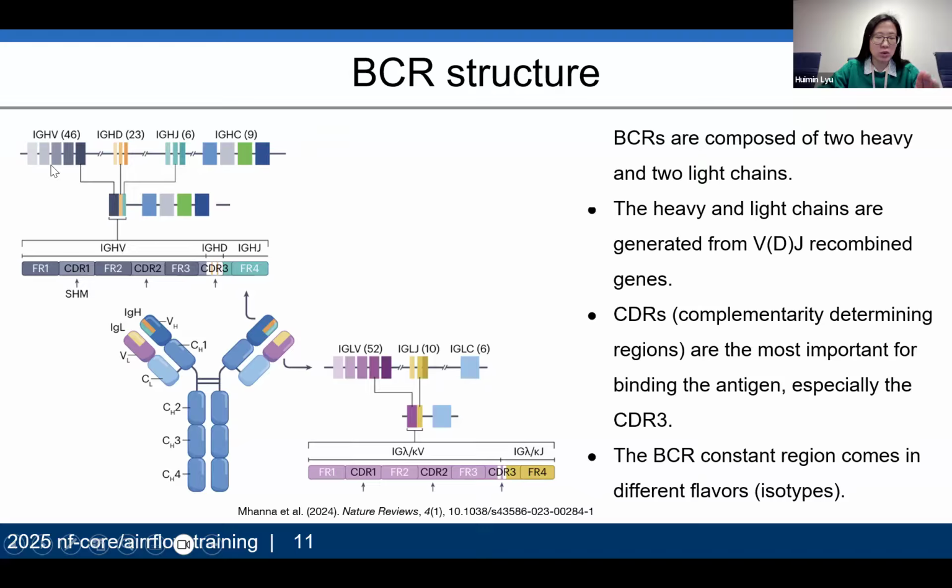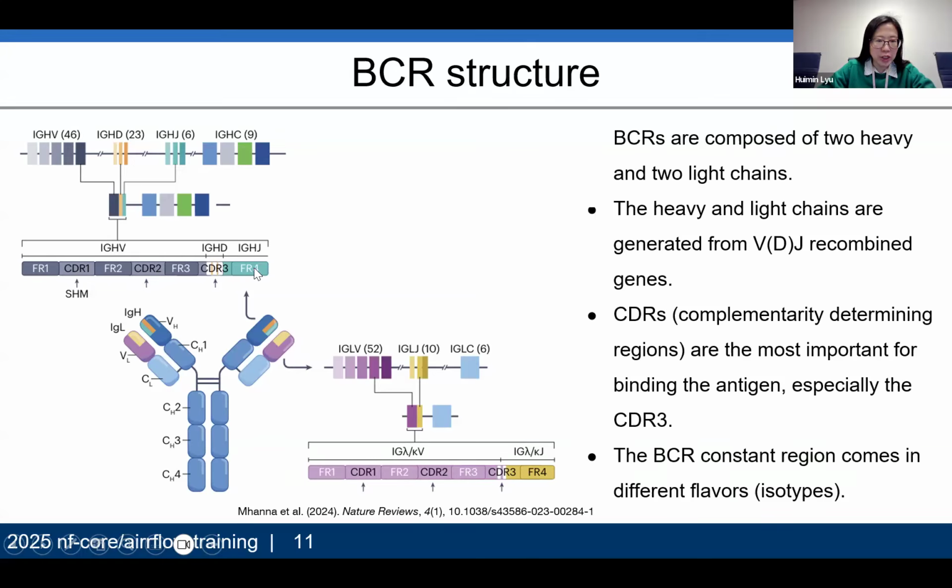On the germline, your BCR heavy chain region has a lot of variable gene segments, diversity gene segments, and joining gene segments. During the VDJ recombination process, randomly, 1 V gene, 1 D gene, and 1 J gene will be combined together to form the variable region of the BCR heavy chain. The light chain is the same, but the light chain does not have the D gene.